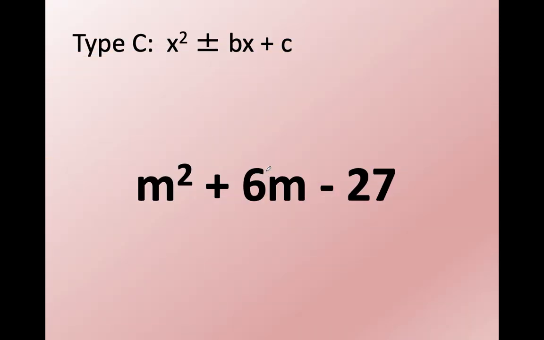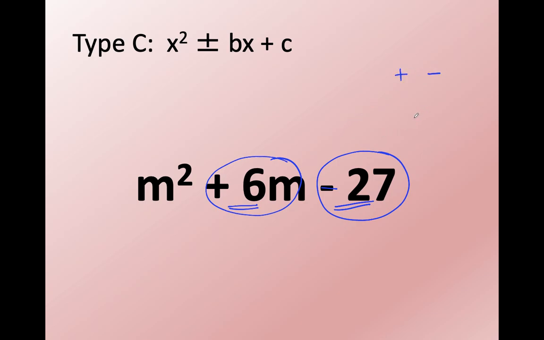So the first example is m squared plus 6m minus 27. So we need to figure out two numbers that multiply together to give us a negative 27, but add together to give us a positive 6. So to get a negative value for C, you're going to need one positive and one negative factor. In order to get a positive B, the positive factor is going to have to be the bigger of the two factors, so that we make sure we have a positive b value.